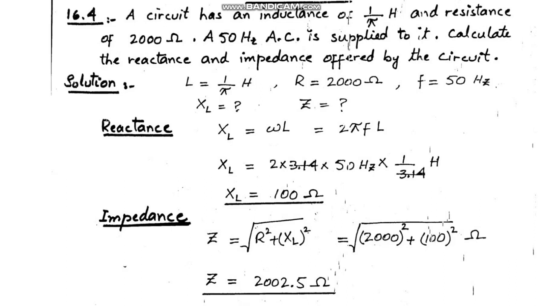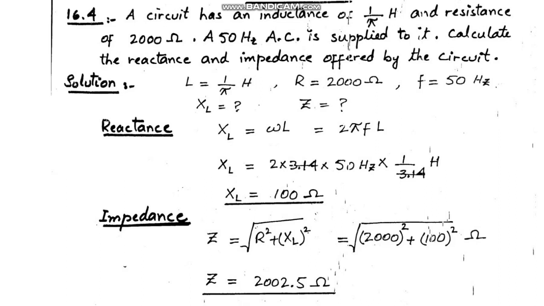Solution, the given data, L is equal to 1 over pi H, that is given in the question. R resistance, that is 2000 ohm, that is also given in the question. Frequency f, that is 50 Hz, given in the question. To find XL, that is the reactance, and impedance Z.